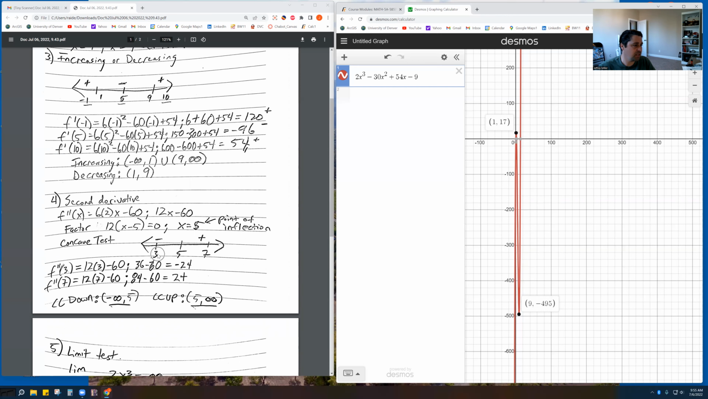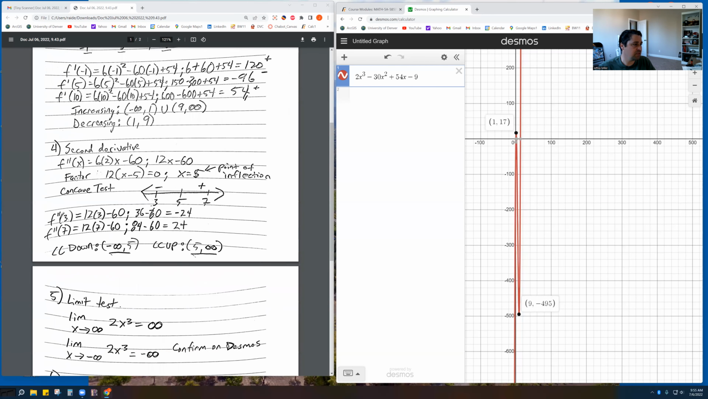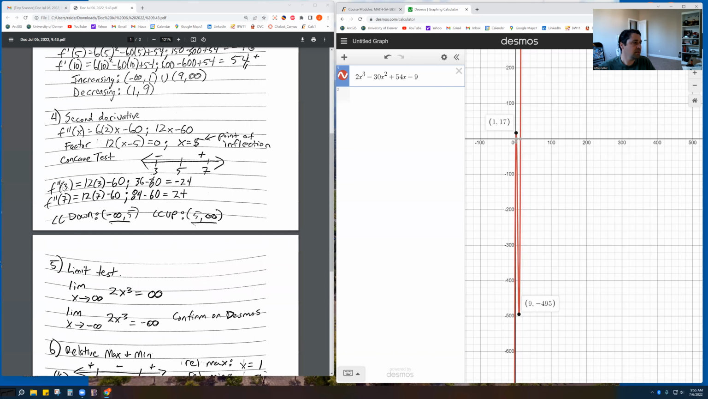So let's try positive 3 and positive 7 and put those into the second derivative function here. The second derivative of 3 ends up being 36 minus 60, as you see, negative 24. So that confirms that we have a negative value below 5. And then if we try 7, we end up with positive 24.